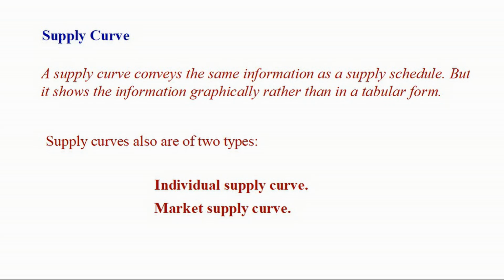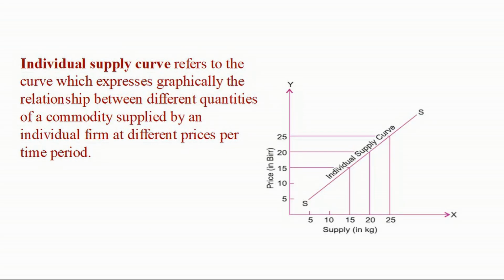Supply curve. A supply curve conveys the same information as a supply schedule, but it shows the information graphically rather than in a tabular form. We have also two types of supply curves: individual supply curve and market supply curve. Individual supply curve refers to the curve which expresses graphically the relationship between different quantities of a commodity supplied by an individual firm at a different price per time period.